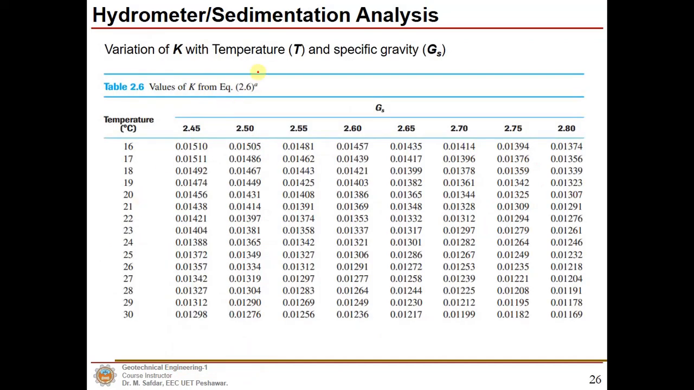Now that K constant, or the variation of the K with the temperature and the specific gravity, is shown in this table. For example, if you find out the specific gravity of 2.65 and we are finding the specific gravity at a temperature of 25, so the K value would be equal to 0.01286, and if you find out the specific gravity is 2.55, then we can use the K value of 0.01327.